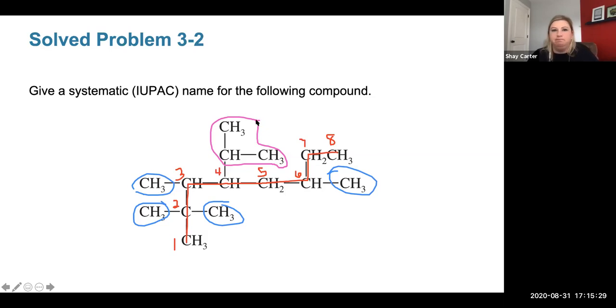Okay, let me actually type that. I think I can do this. Okay, so it's going to be an octane. We know that. And we have 1, 2, 3, 4 methyl groups. And then an isopropyl group. So I comes before M in alphabetical order. So it's going to be 4-isopropyl.